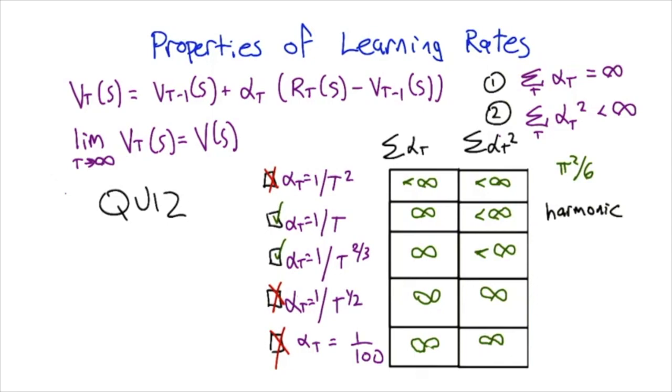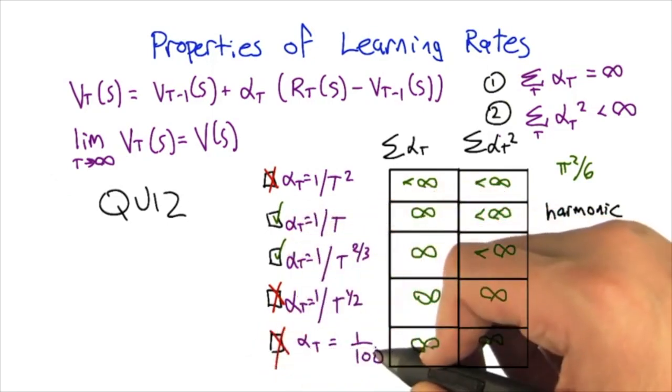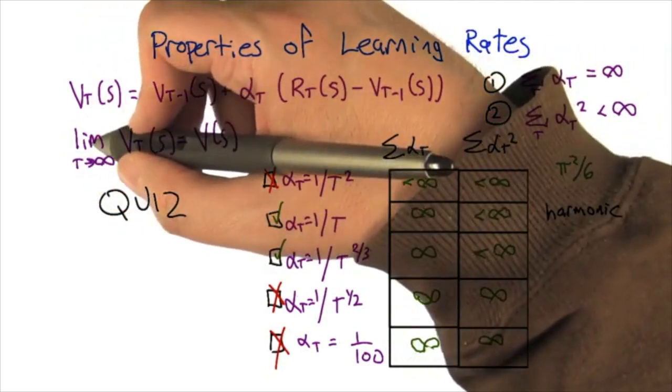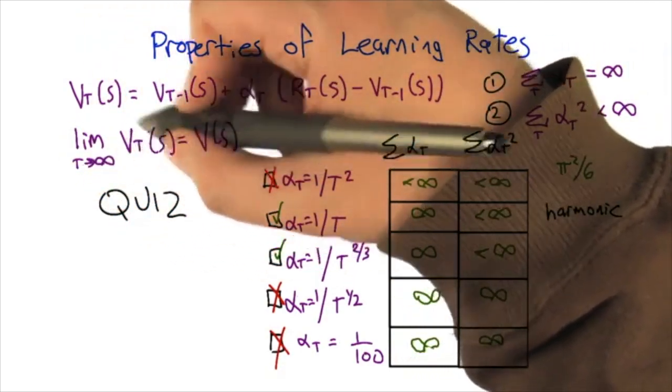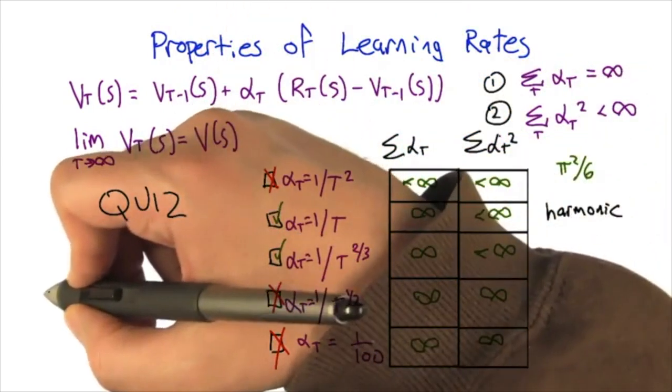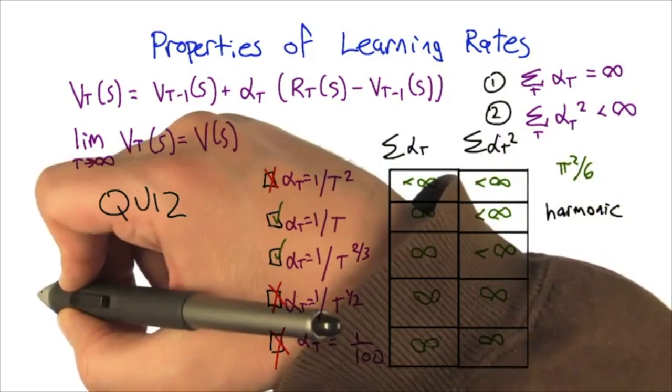Okay. So why would 1 over 100 work then? There's a sense in which it doesn't, right? Because it will cause this not to be true. The limit as t goes to infinity of this sequence of estimates that we get doesn't go to v. But it does go to something, okay-ish.